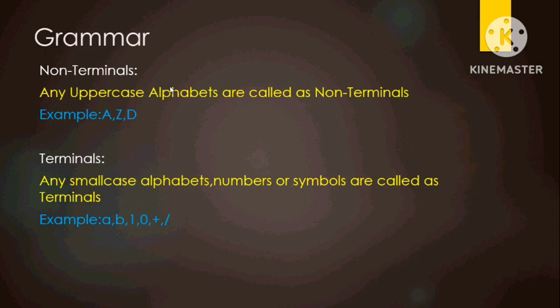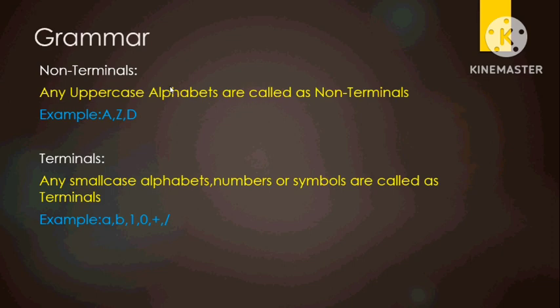Any uppercase alphabet is called a non-terminal. For instance, we have here A, Z, D. We can see that A, Z, and D are all alphabets in capital case letters. So any alphabet which is an uppercase letter is called a non-terminal.